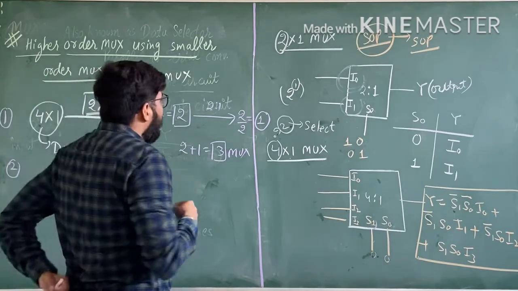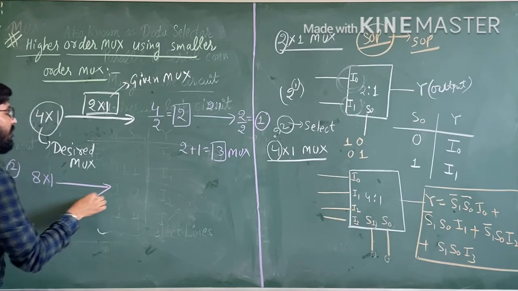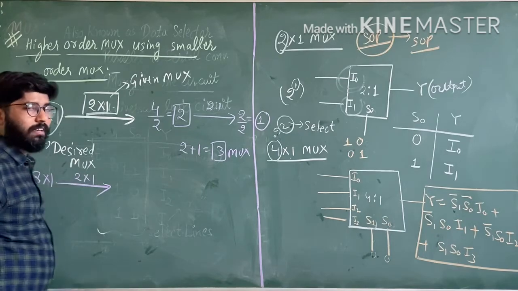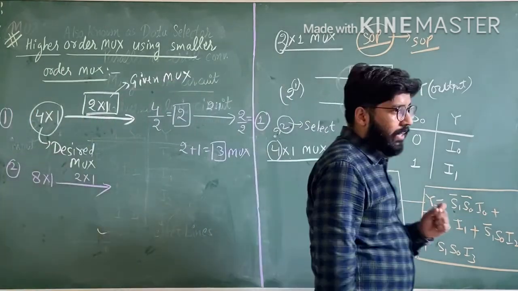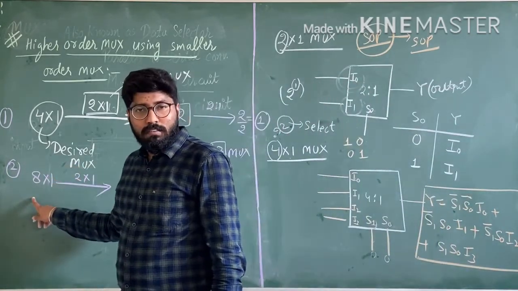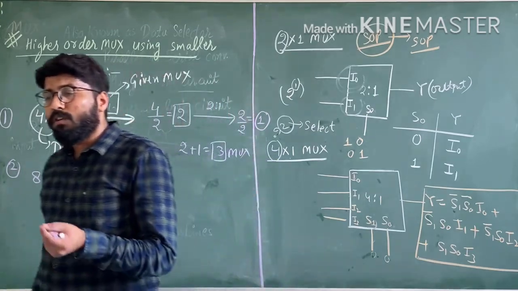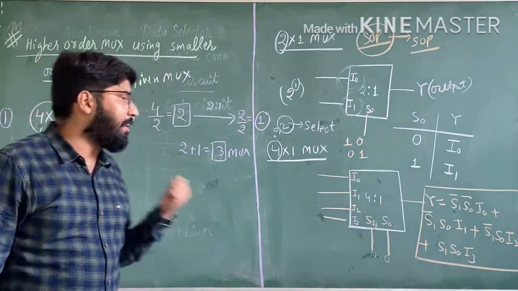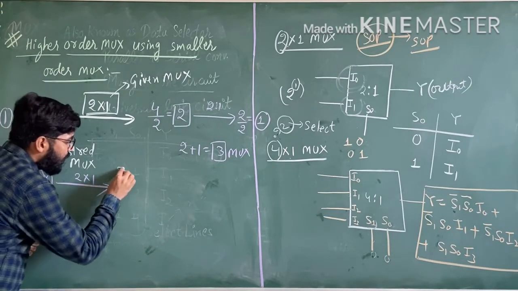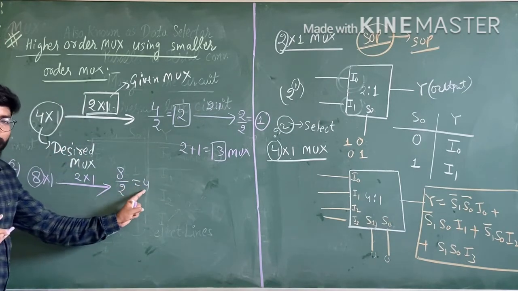Designing 8 cross 1 MUX with the help of 2 cross 1 MUX. The question is that you have to design 8 cross 1 MUX with the help of 2 cross 1 MUX. So what is the number of MUX required here? See, you have to divide 8 by 2, you get 4. The remainder is 4, not 1.